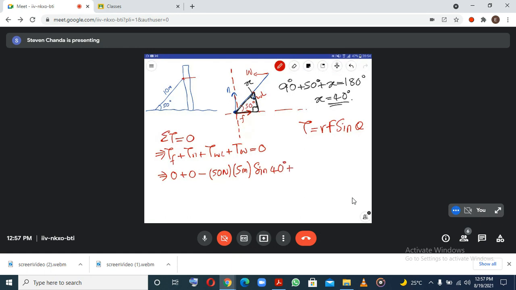Then we now go to the next torque. So what's the next torque? Is it going to be positive or negative? If this force is moving like that, it's going to move the ladder what? Anti-clockwise, sorry. And so this torque is going to be positive. Now, do we know what the force W is? No. Do we know the distance from the axis of rotation? Yes, it's at the end of the ladder, so it's 10 meters.